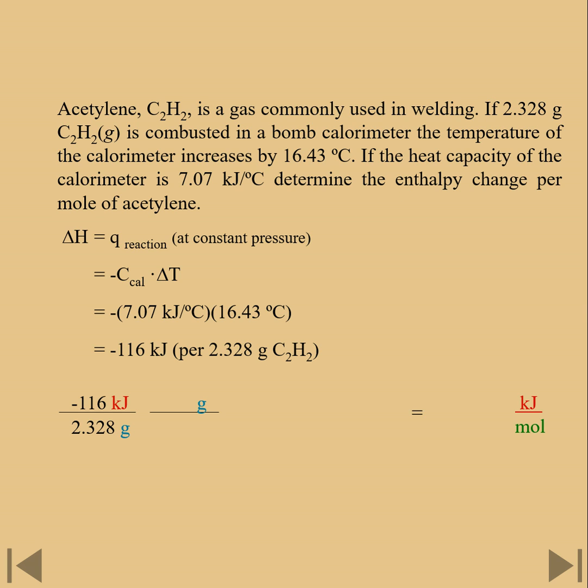And can we go from grams of acetylene to moles? There's our most common calculation again. And for acetylene, twice 12 plus twice 1, or 26 grams per mole. I then come up with negative 1,300 kilojoules per mole. And again, for things that are burning, I would expect fairly high values for their enthalpy, meaning enthalpy of the reaction.